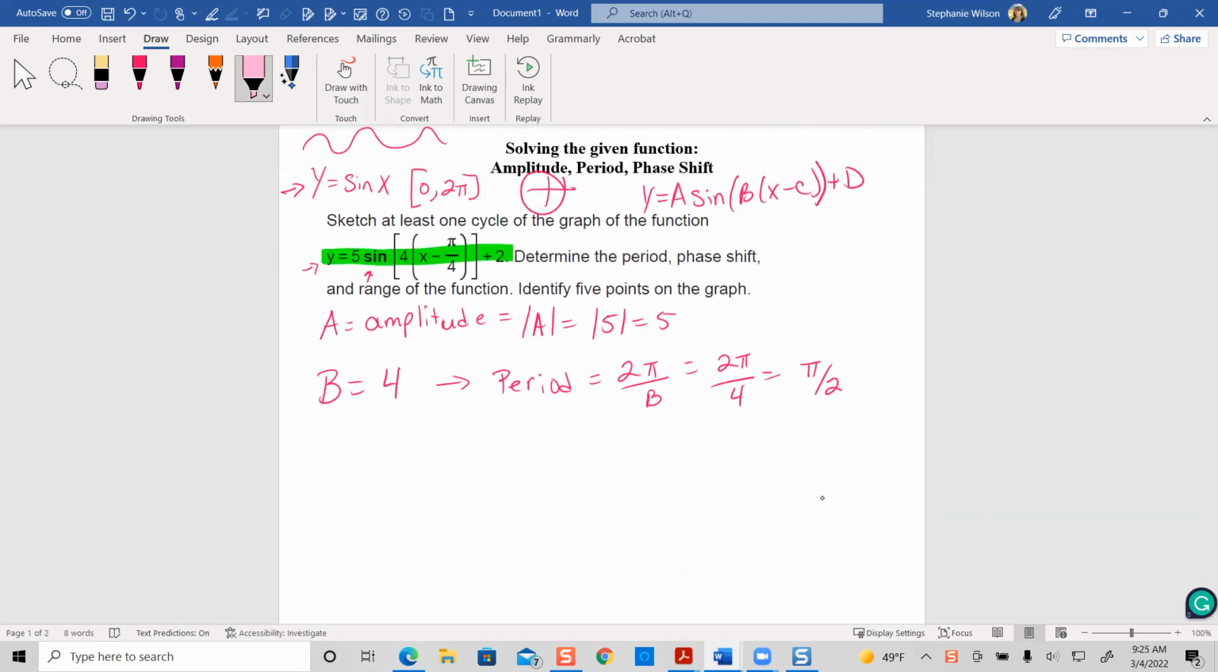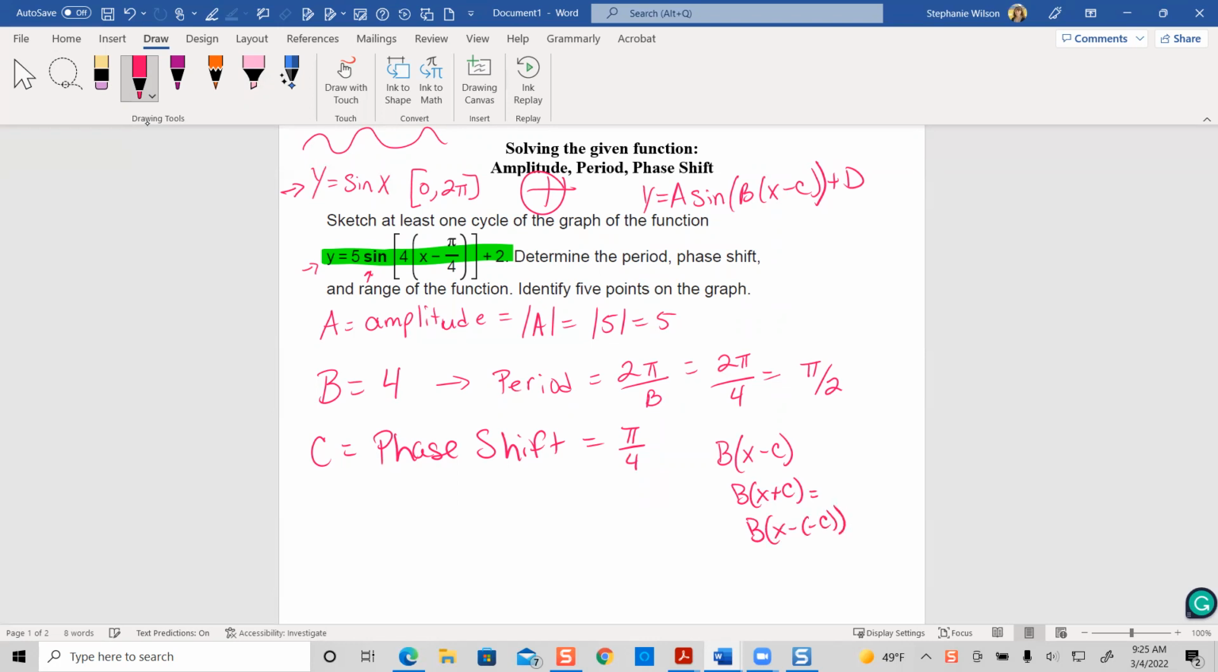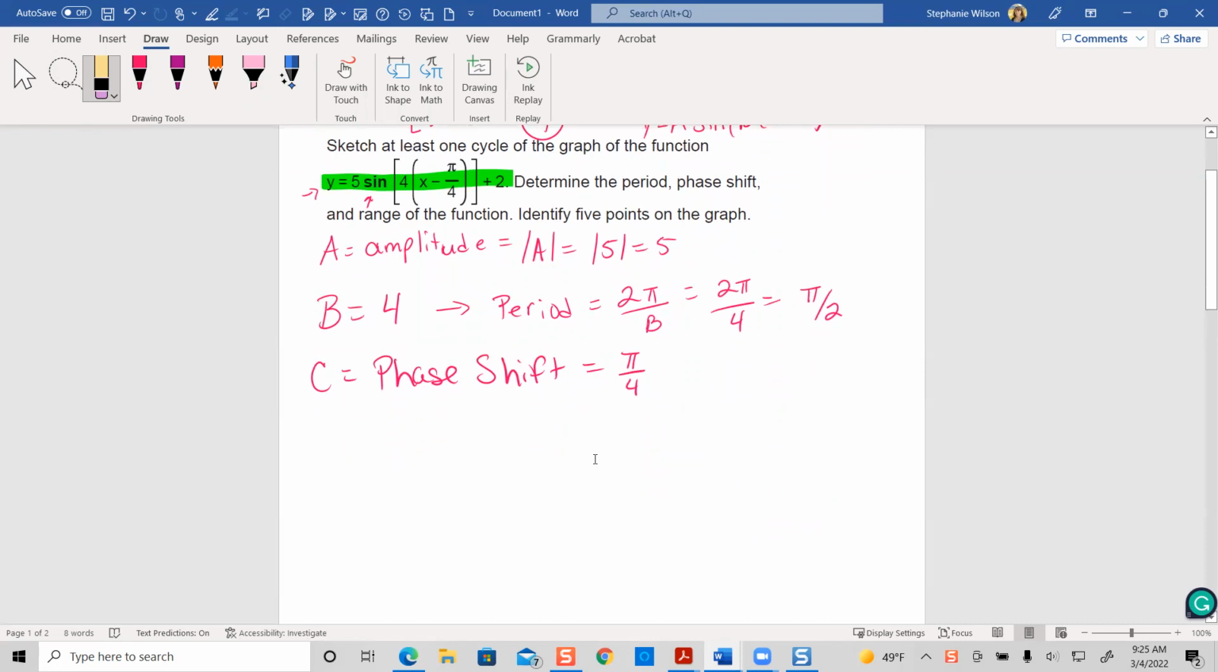So we come back up here and we see that C is going to be my phase shift. And what is C? It is pi fourths. And how do I know it's positive? Because this formula is written like this, the original. However, if what you're working with is written like this, then that means we need to rewrite it as this, and then that would have made C negative, okay? Because we know negative times negative is positive. So watch for that. So now we know that we have a phase shift of pi fourths.